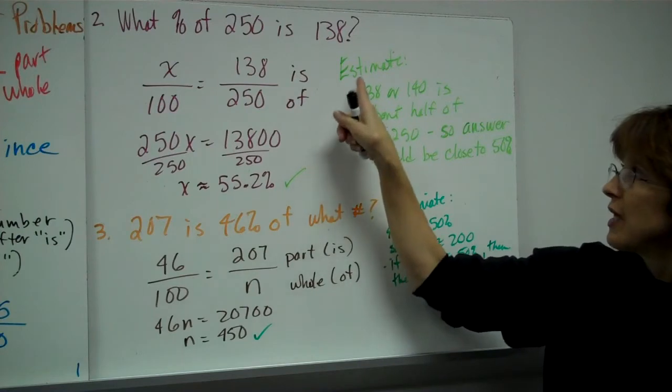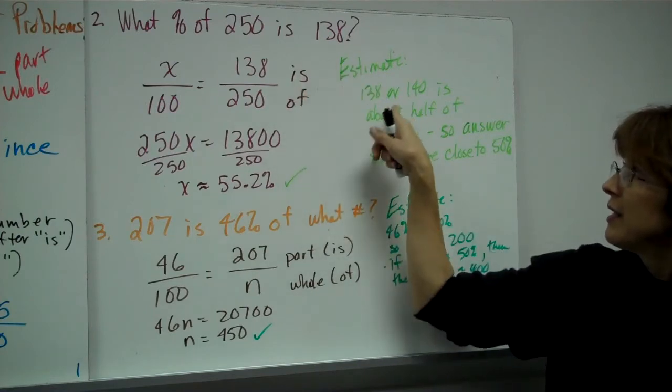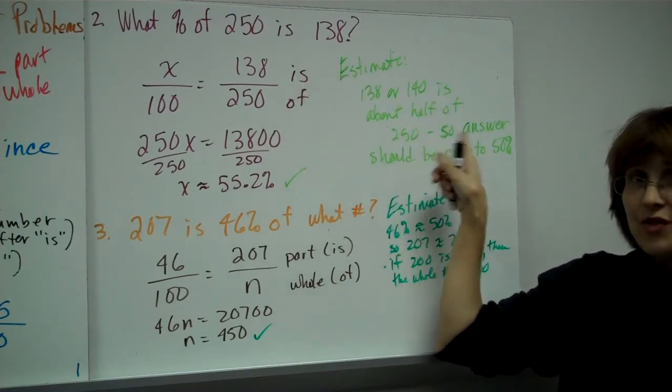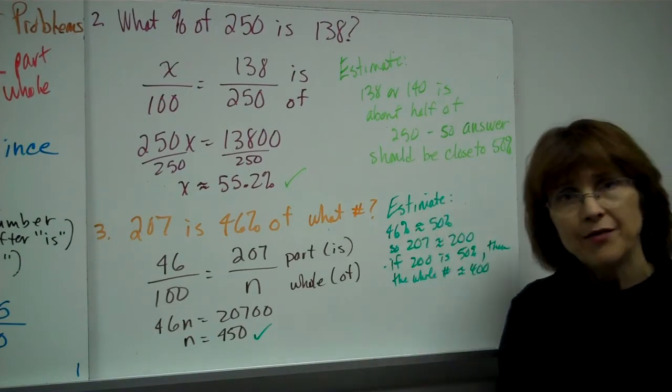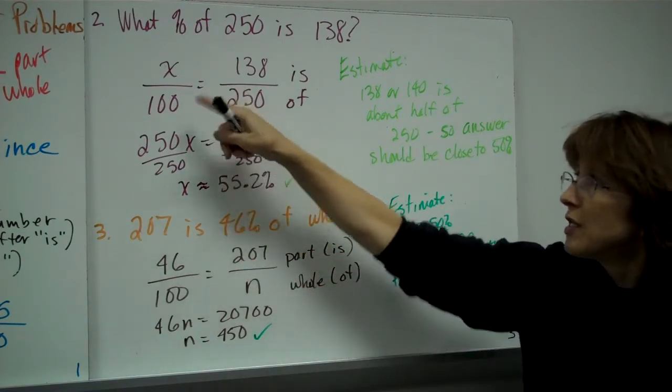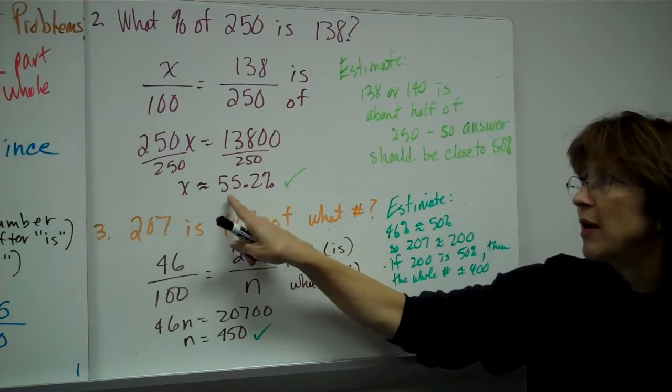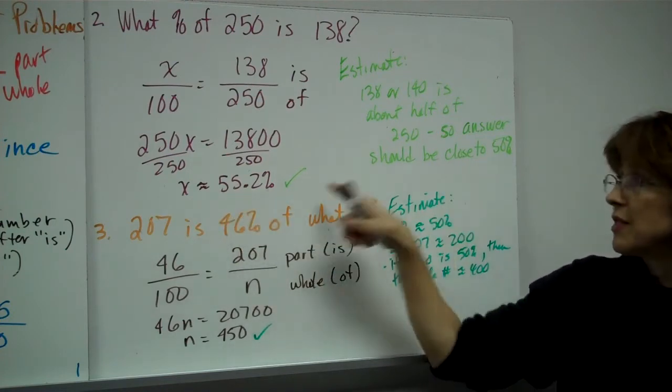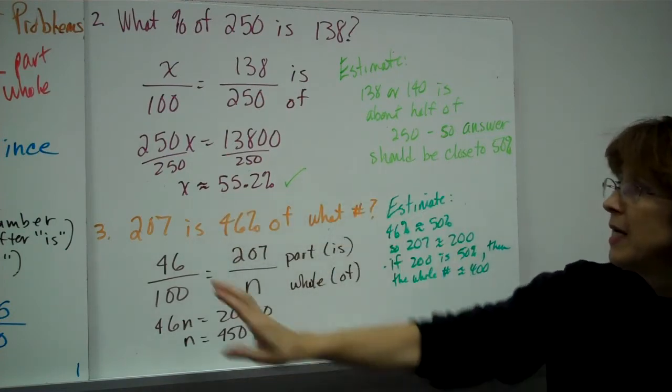We can estimate first, though, guys. We can say, well, 138 is about 140, which is about a half of 250. So I'm thinking it should be about 50%. So you do the cross products, and you get about 55.2%, which is pretty close. That's a check. All right, another one.